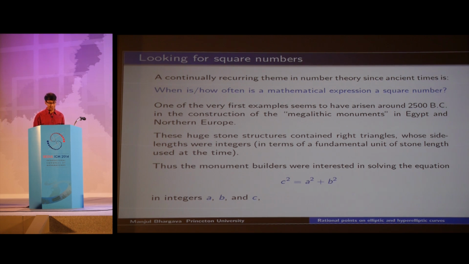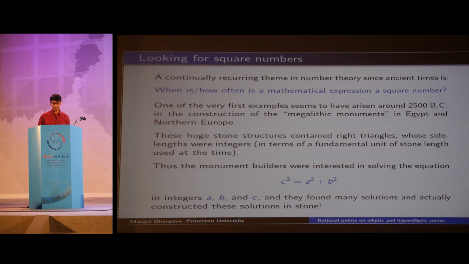Of course this is all speculation in the sense that there's no written record that they actually wrote down these solutions, but if you look at the stones and measure their lengths, it's pretty convincing that they had some idea of how to construct integer length right triangles and therefore look for solutions to this equation c squared equals a squared plus b squared. In other words, looking for square values of this two variable polynomial a squared plus b squared. And this is back in 2500 BC. Of course, as I said, none of this was written down. It was constructed in stone.